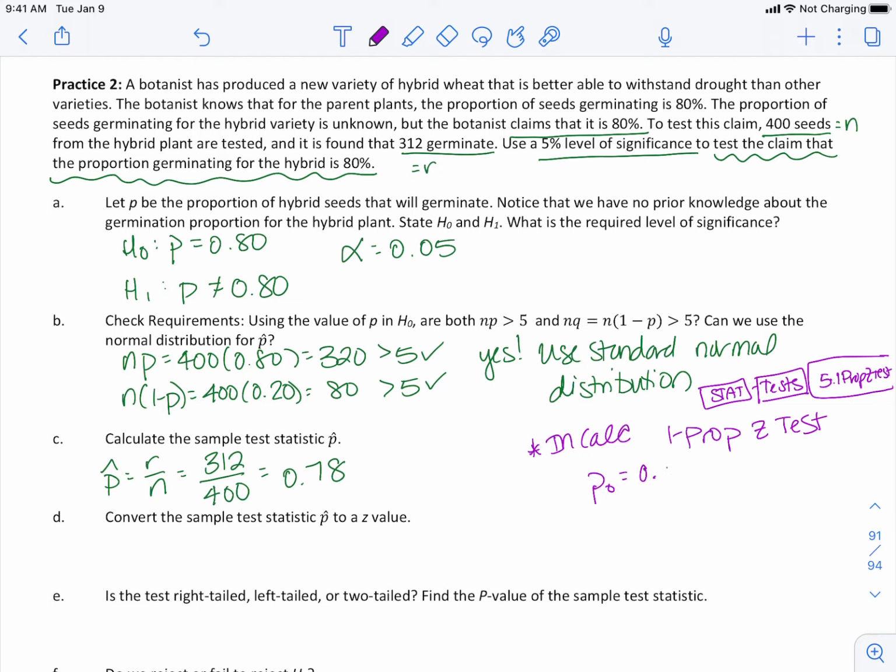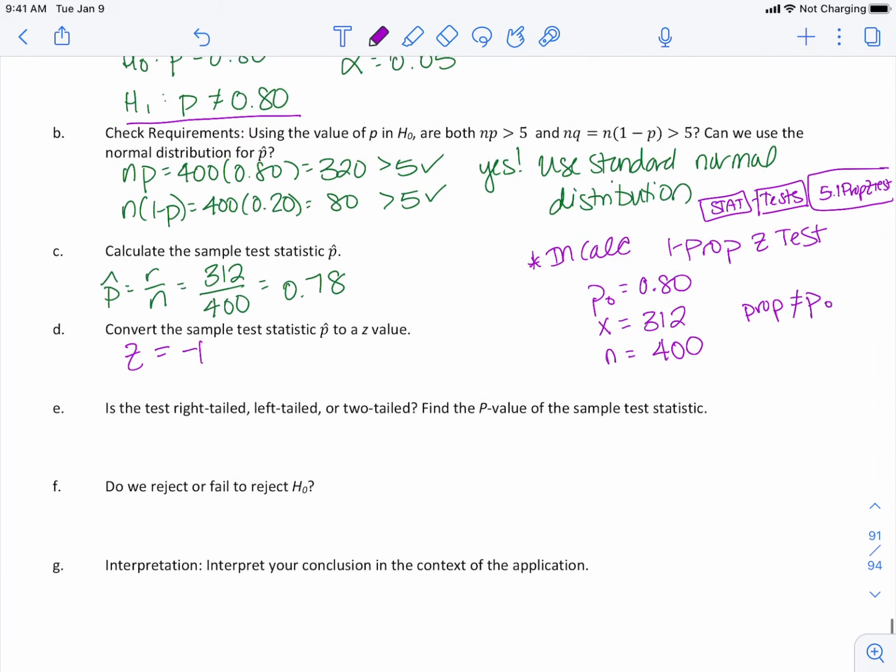So for this one, our P0 comes from our null hypothesis. So we're going to put in 0.8. Our X is going to be 312. Our N is going to be equal to 400. And we're going to choose that our proportion does not equal P0 based off of our alternate hypothesis. So go ahead and calculate this one. And we should get for Z that our Z is equal to -1.